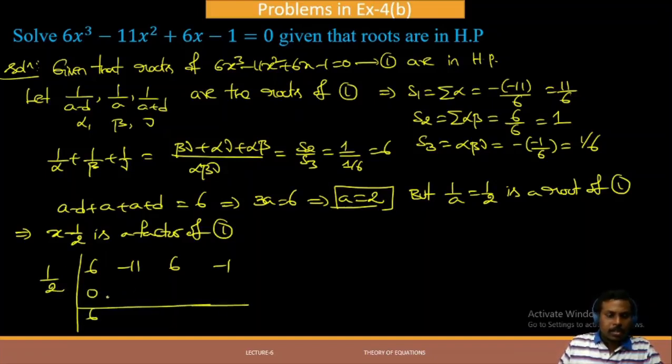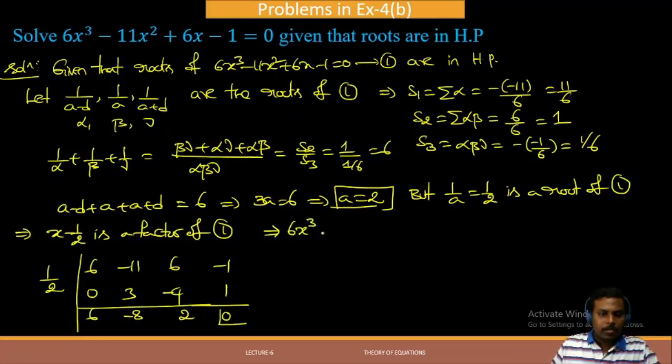So this is 6. So this value is 3. This becomes minus 8. Upon multiplying, I will be getting minus 4. This is minus 2. Minus 2. So this is plus 2. This is plus 2. This becomes 1. That becomes 0. So this implies 6x cubed minus 11x squared plus 6x minus 1 is equal to x minus half into 6x square minus 8x plus 2.